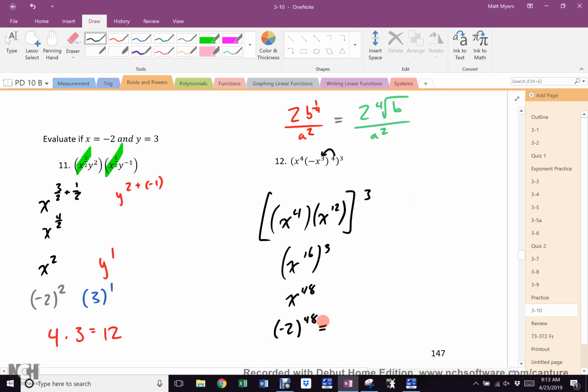Will my answer be positive or negative? Why? The power is even and the negative is part of the base. Now that would be a colossally large number. Yes, it would be. Colossally large.